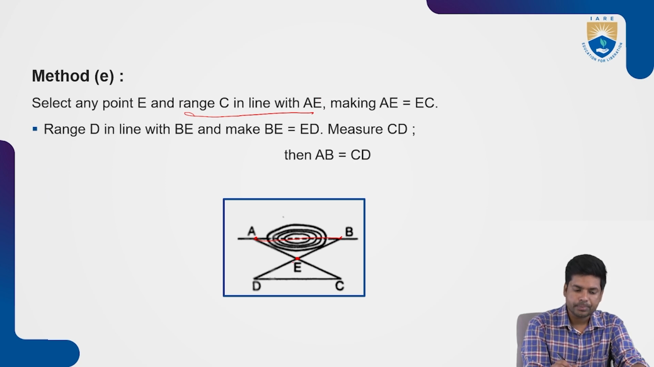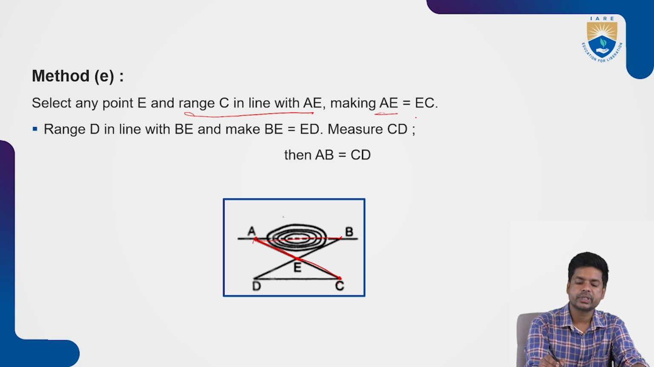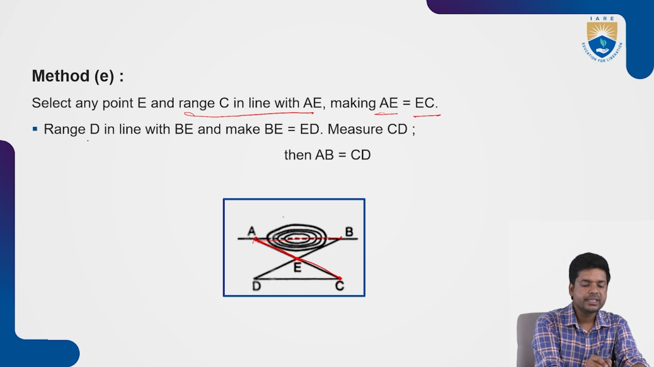After locating the point E, we have to locate one more point, that is C, and the point should be in line with the AE line. These 3 points should be in the same line, making AE equal to EC. The length of this particular line AE should be equal to EC. Whatever the length is between these 2 points, the same length will be marked between E and C.